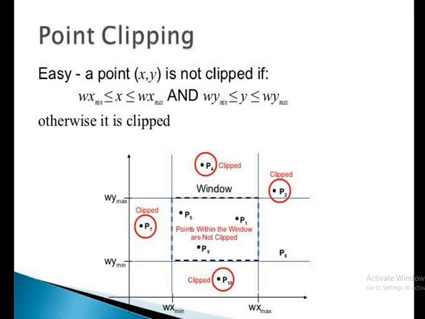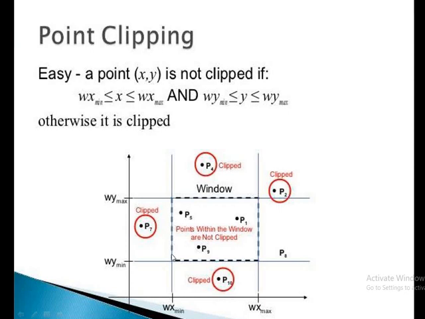So the first among the three, point clipping, line clipping and polygon clipping, is point clipping. It is easy. A point is not clipped if its x coordinate is greater than the window's x min boundary, and it is less than the window's x max boundary.